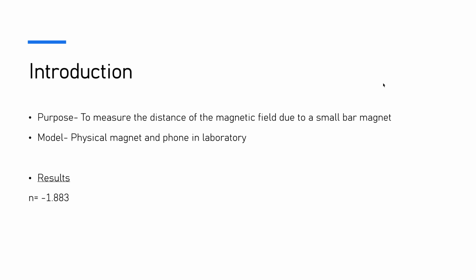The introduction. For the purpose of this lab, we measured the magnetic field due to a small bar magnet using a phone. The model for this was a physical magnet in the laboratory, as well as a phone using an app and a magnetometer inside the phone. We also used GlowScript to model this afterwards. The results of this were we found n to be negative 1.883.